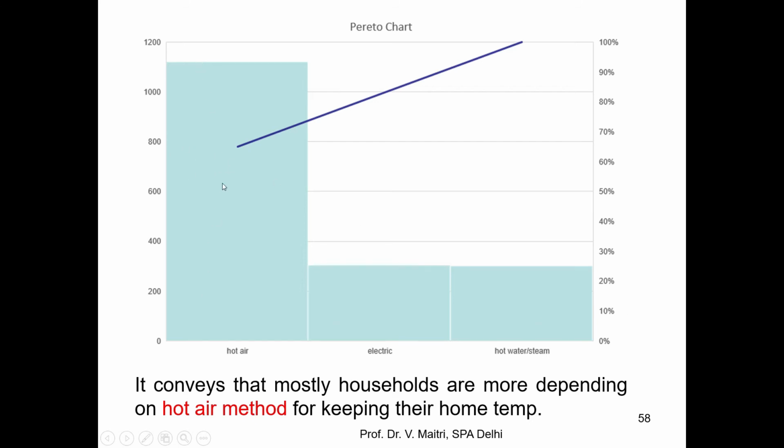And here the frequency distribution we have drawn. So it conveys how the value changes with every additional value. So it conveys that the hot air method is the most popular method used by this locality for keeping their home temperature under control.